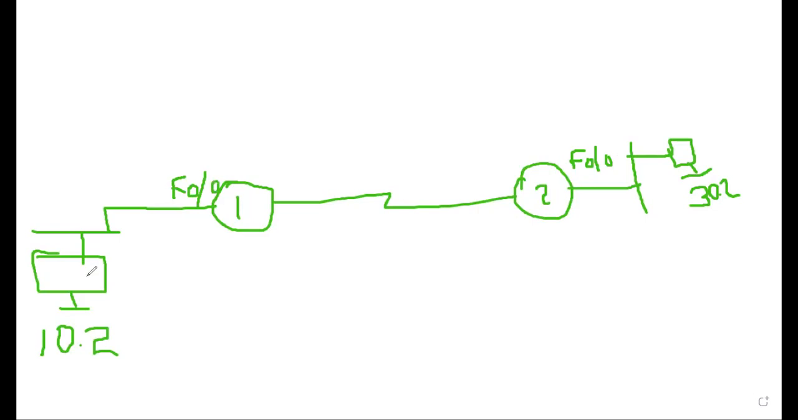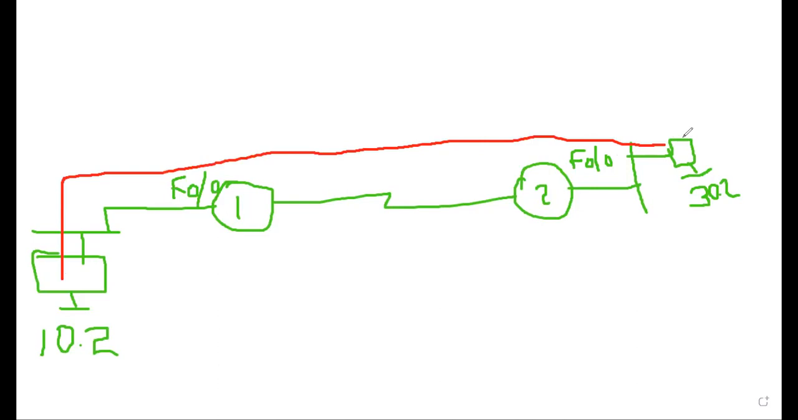Now, you need to block the service from 10.2 to 30.2. So what's your source IP? When you ping from 10.2 to 30.2, your source IP is 10.2. And your destination IP is 30.2. Now you need to block it.